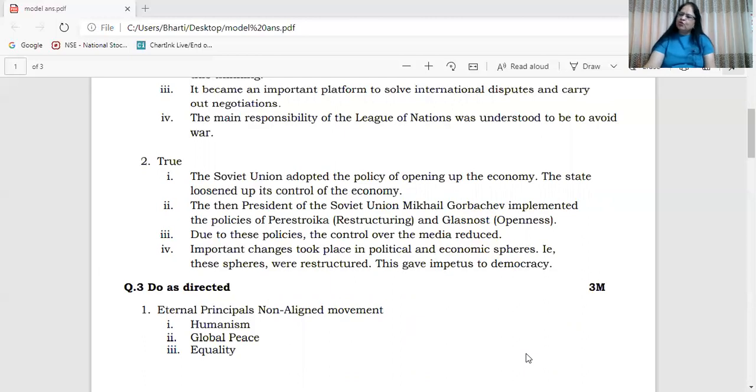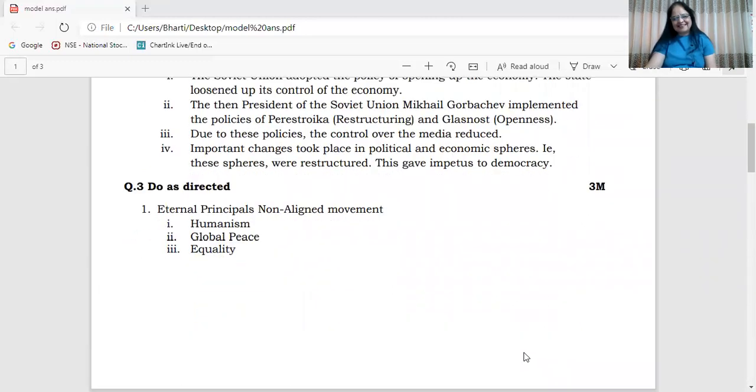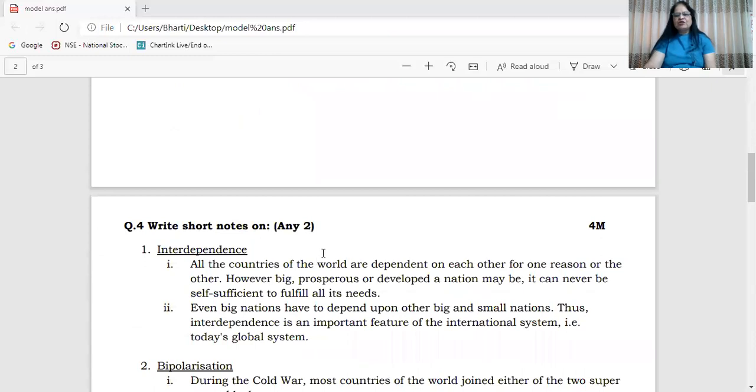एक ही right है, 2 wrong है, 1 mark. 2 correct, 2 mark. 3 correct, 3 mark. ये तो free का marks था. Next question is write short notes on any 2. 3 were given. You were supposed to write on 2.